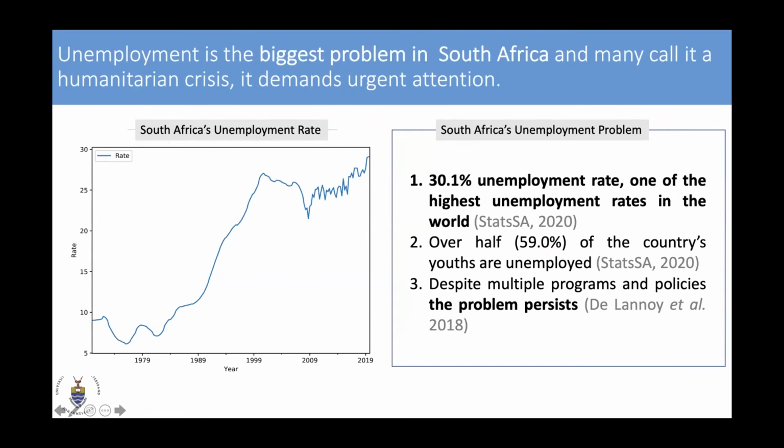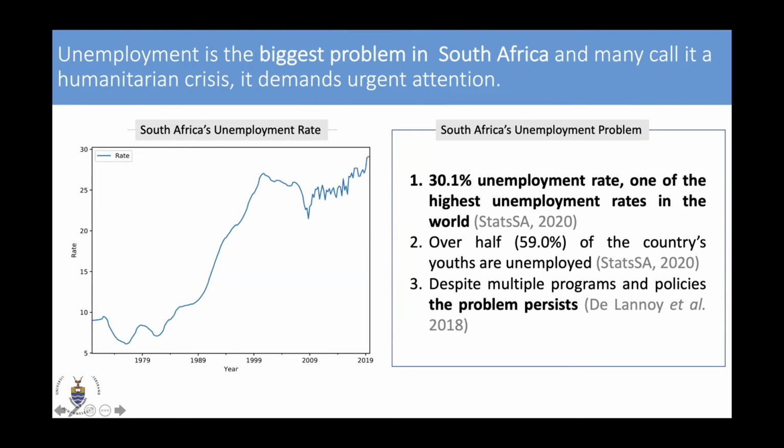So unemployment is undeniably the biggest problem in South Africa today. Many have labeled it as a humanitarian crisis. As it stands right now, we are at 23% unemployment, but that's also as a consequence of people being unable to search for jobs. So the real unemployment rate is much higher than that.